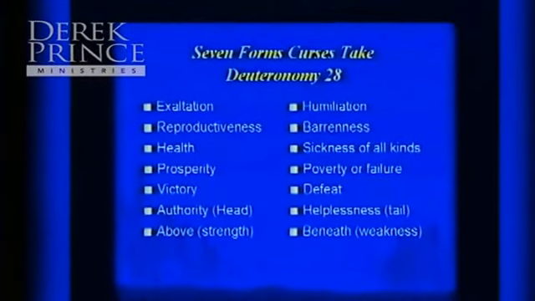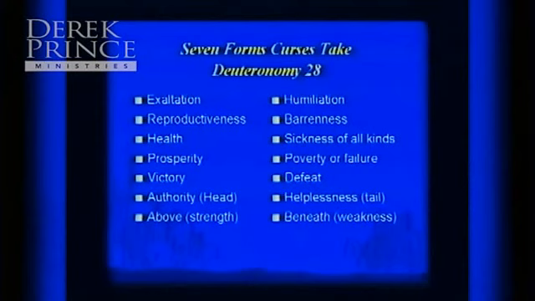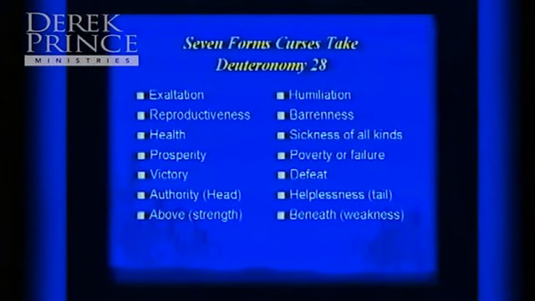Now, in Deuteronomy 28, we will not take the time to read all the verses, but we are going to highlight parts of it. And Brother Derek, in his teaching, has synopsized the positive and negative sides, the blessings and the curses, with seven words each. And these are a synopsis. When a person is under a curse, there is humiliation. There is barrenness. There is sickness of all kinds. It's like people that are under a curse seem to invent new ways to get sick. There is poverty or failure continually. There is defeat. Then, as you might remember, it says, "And you shall be the tail and not the head." I would call that helplessness.